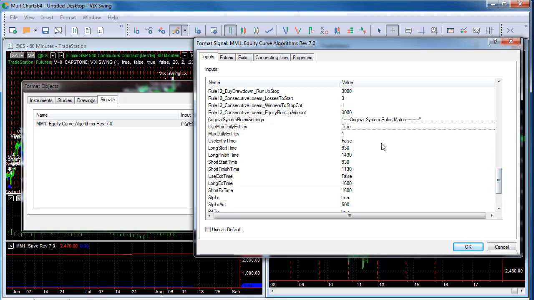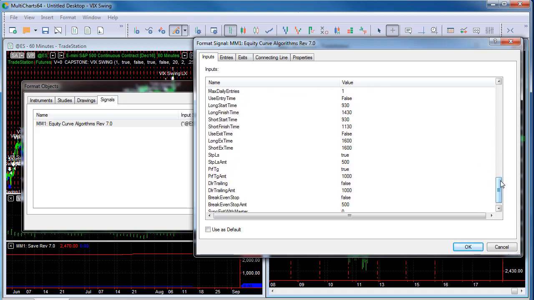We don't use an entry time or an exit time on this. You can if you want. We set the stop loss to 500. We set the profit target to 1,000. And we set everything else to false. Sync exit with master. No, we don't sync the exit with the master. And so those are the inputs, and that is how we set it up.